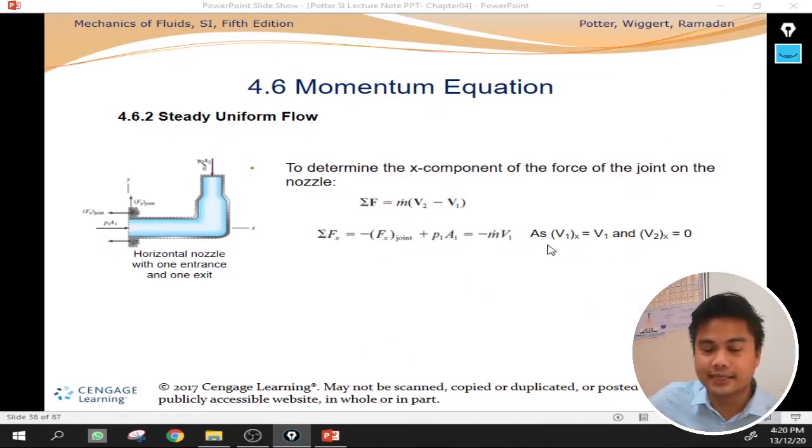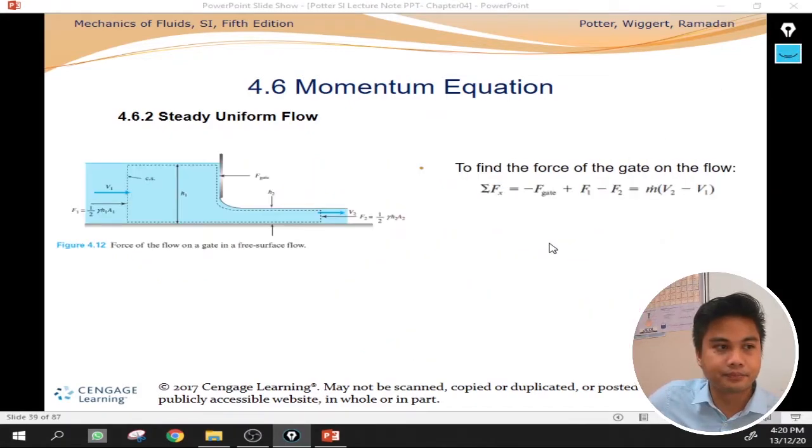Normally, you need to understand the concept first. So this is the momentum equation for steady uniform flow. For example, we take a look at how to find the force of the gate on the flow. Let's take a look at this example.